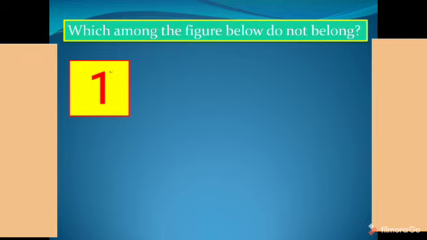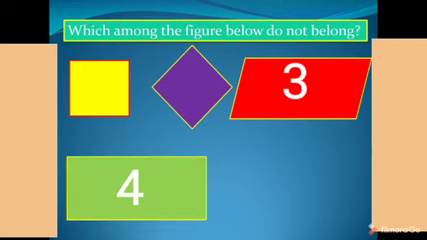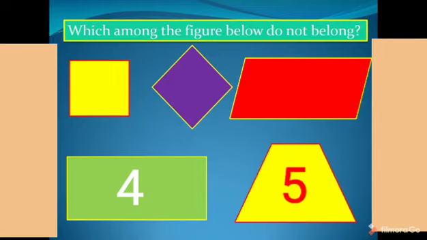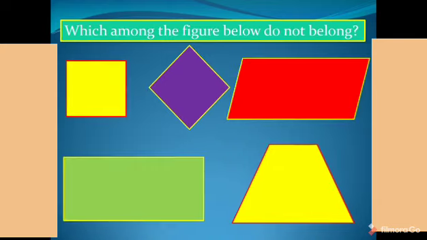The first figure, second, third, fourth, and fifth. So there are 5 figures here. Which among these 5 figures does not belong? Based on the given figures, figure 5 does not belong to the group. Looking into the figure, especially its sides, there is only one pair of parallel sides, unlike the other figures. This makes it unique, and we call this figure a trapezoid.